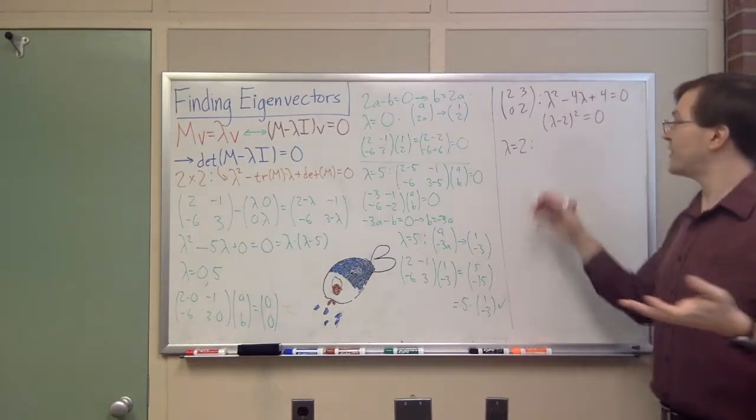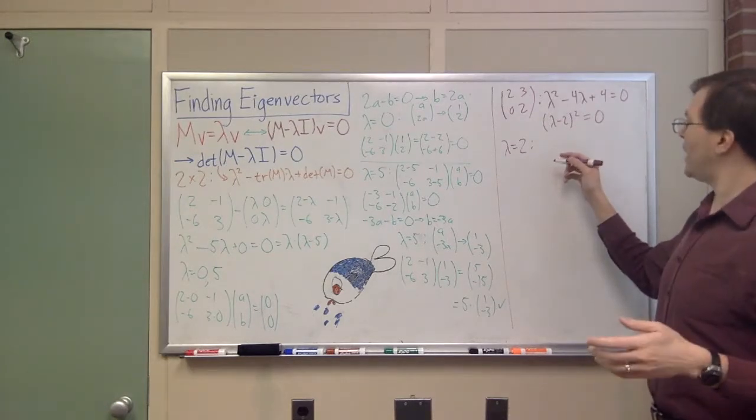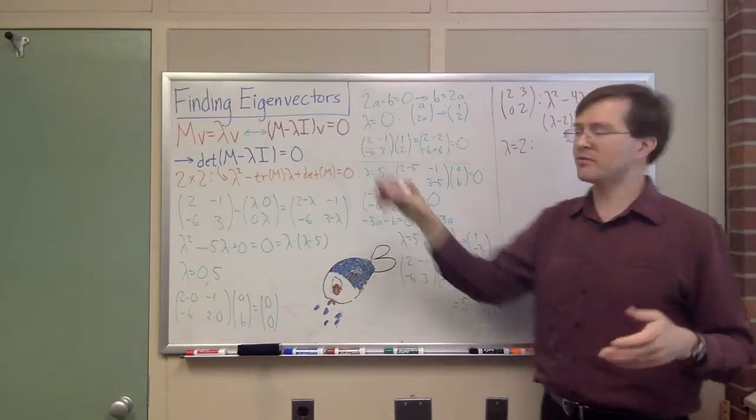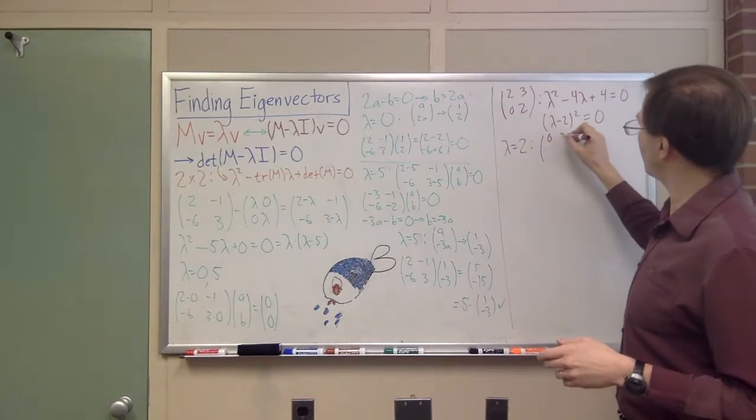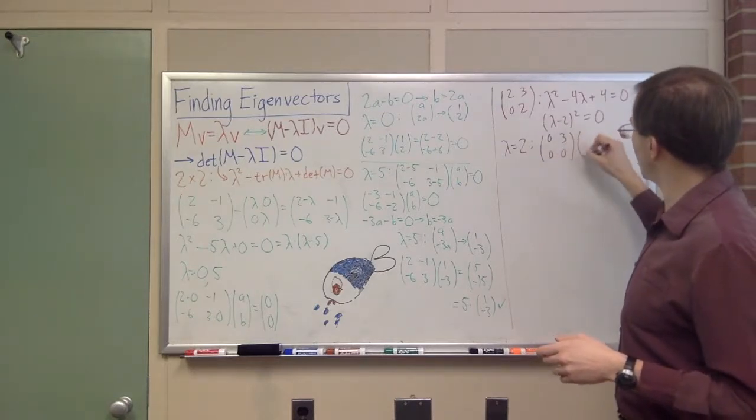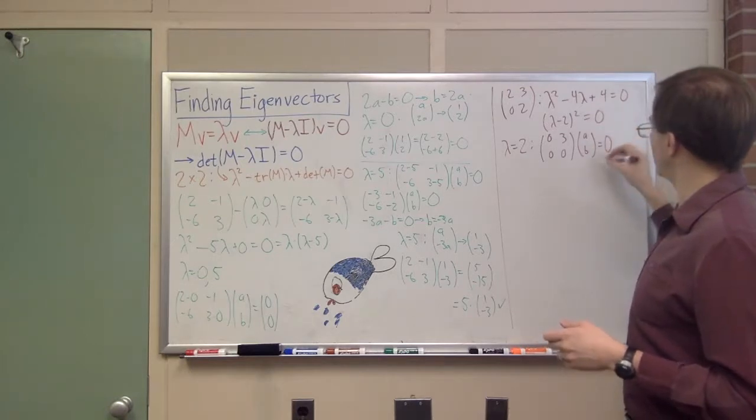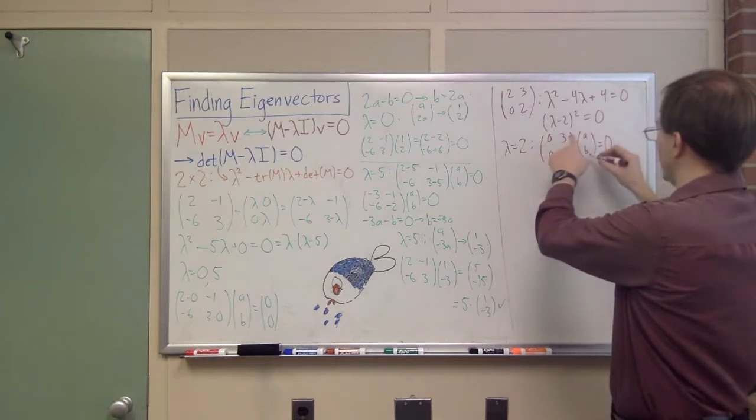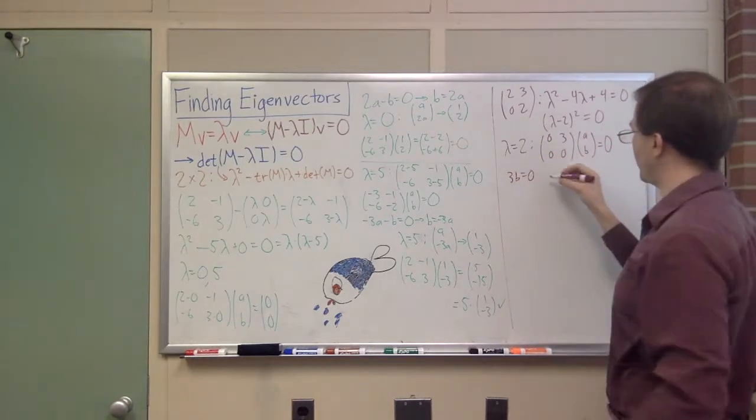But okay, we've got this lambda equals 2. I'll use my process again. M minus lambda I times V. What do I get? 2 minus 2 is 0. So 3, 0, 0 times A, B equals 0. So my only conclusion is 3B equals 0, and no requirement on A.